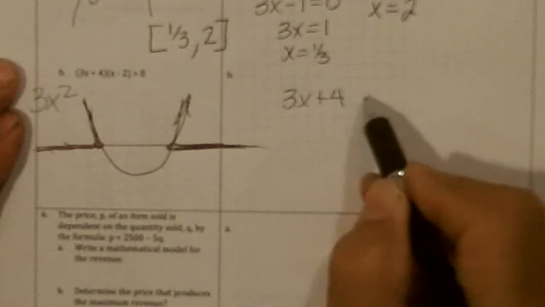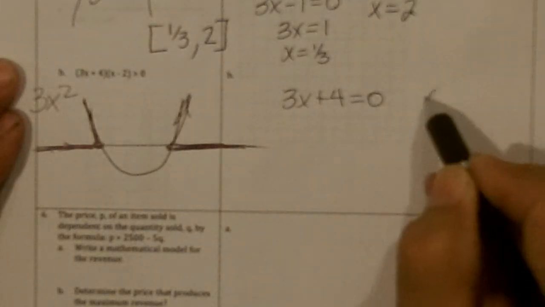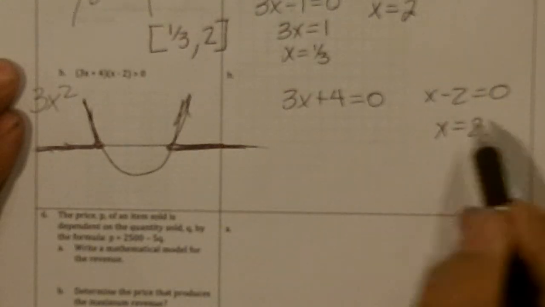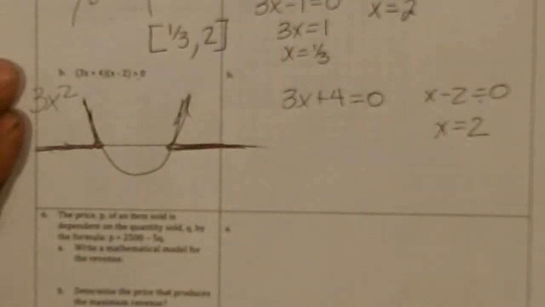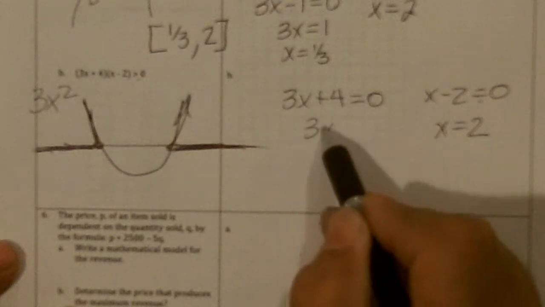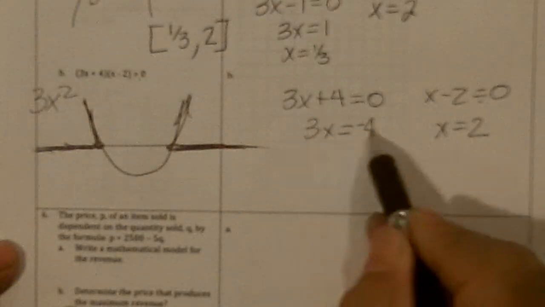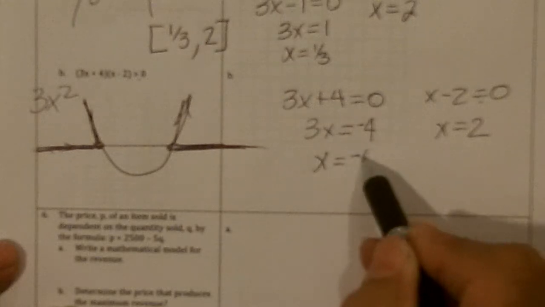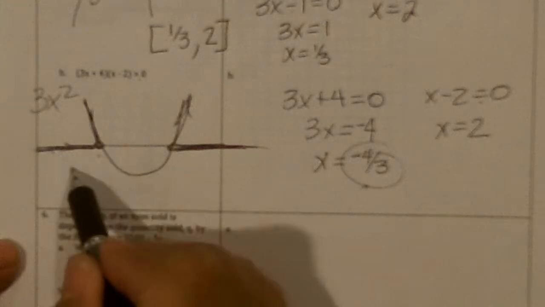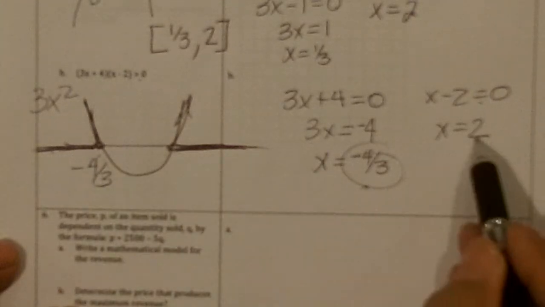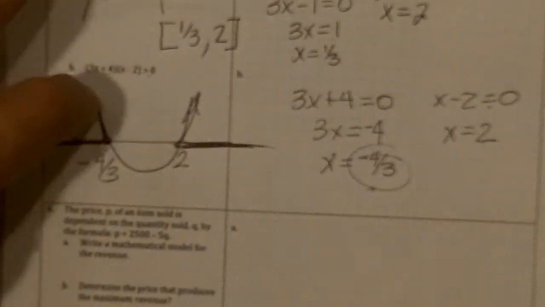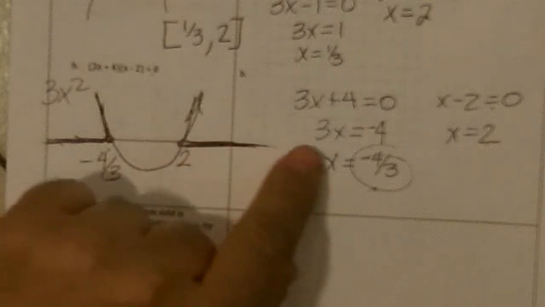3x plus 4 equal to 0, and x minus 2 equal to 0. Add 2 and we get x equals 2. Notice it's equal to 0, even though that says greater than over there. Subtract 4 and I get 3x equals -4. Divide by 3 and I get x equals -4 thirds. -4 thirds must be this one, and the 2 must be this one. And below -4 thirds, the parabola is greater than 0. And above 2, it's greater than 0.